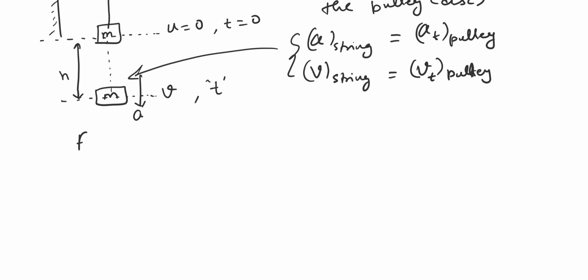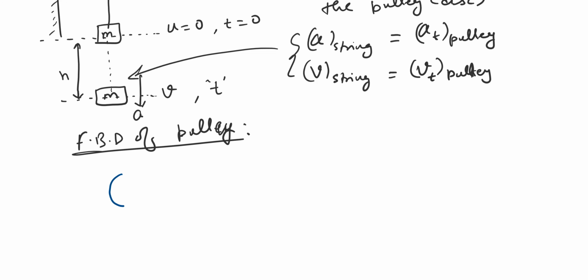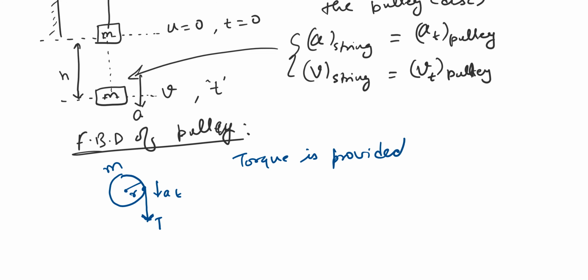So now let's draw the FBD of the pulley. Now what do we have over here? We have a pulley which is fixed at its center and it is free to rotate. It is pulled by a string with tension T. The tangential acceleration is at, the mass is m, and the radius is r. In this case, the torque is provided by the tension in the string T, because again the string is not slipping on the pulley.